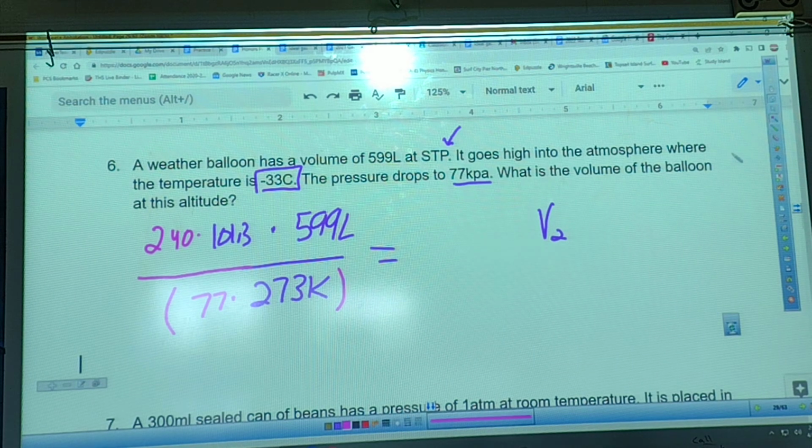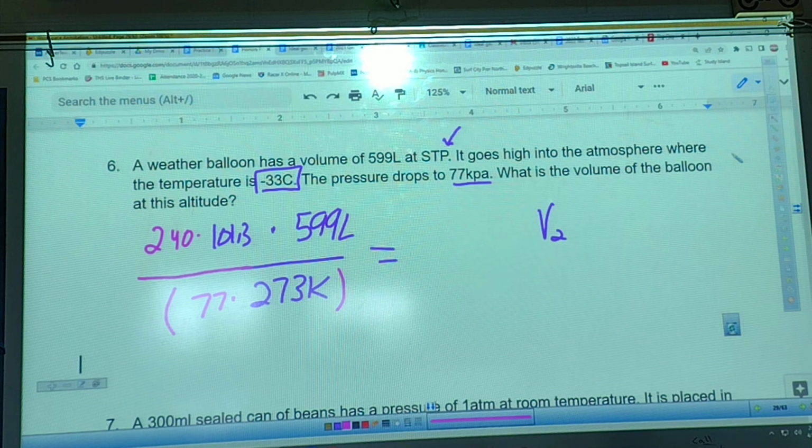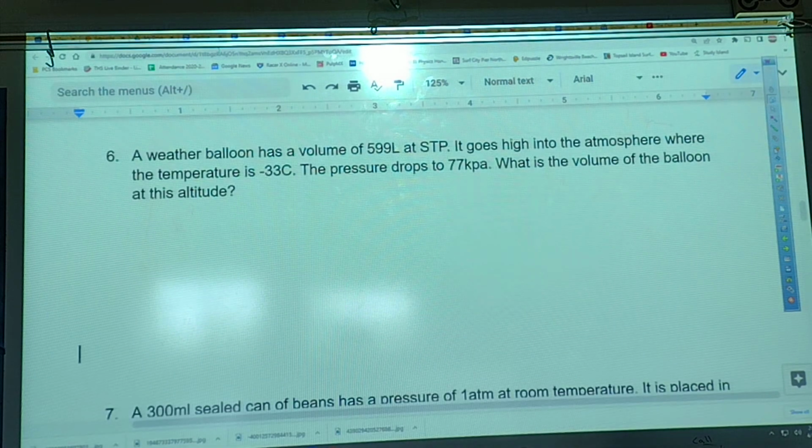I'm going to take my calculator. Now I'm going to say 240 times 101.3 times 599 divided by parentheses 77 times 273. Close the parentheses, then it equals. Gives me 692.8 liters. 692.8 liters. All right, let's do a couple of these problems down here at the bottom.